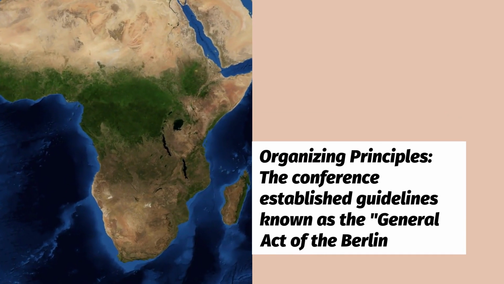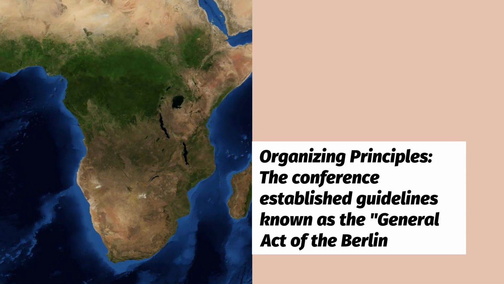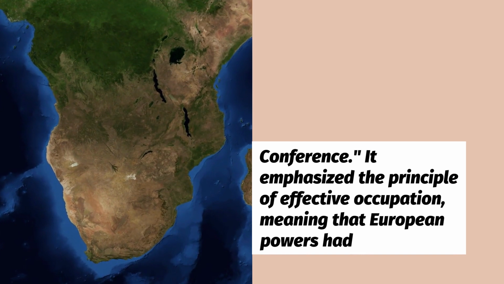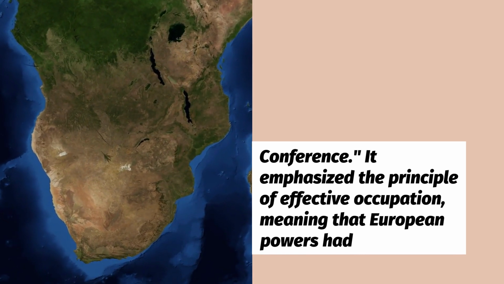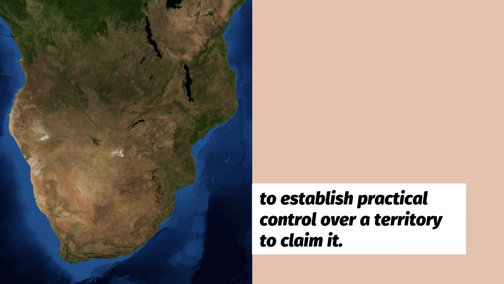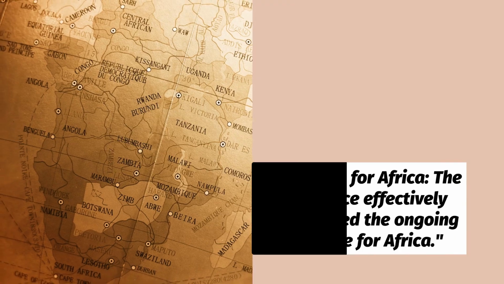Organizing principles. The conference established guidelines known as the General Act of the Berlin Conference. It emphasized the principle of effective occupation, meaning that European powers had to establish practical control over a territory to claim it.